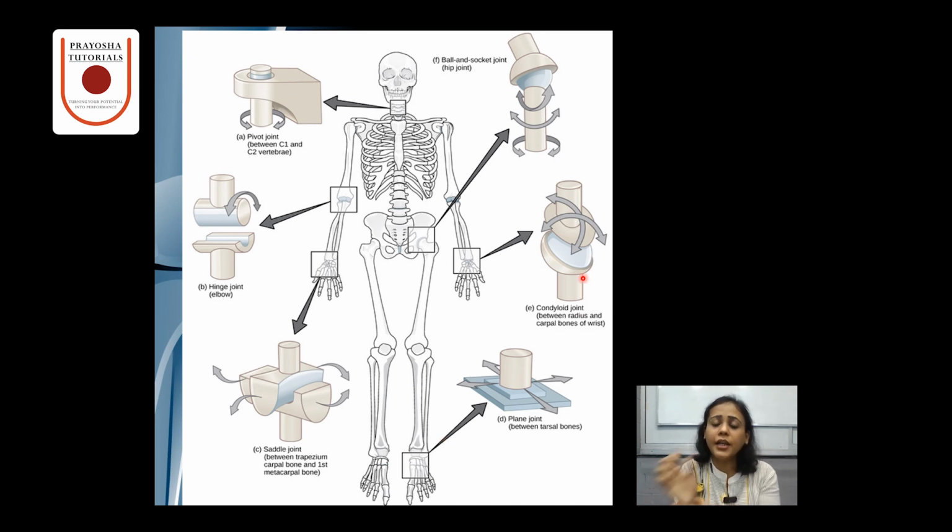Condyloid joints are again in your wrist area, connecting your radius and ulna to the wrist. And last, you are having the ball and socket joint, which is present in your hip area. So this is how your main chapter of human skeletal system gets completed.